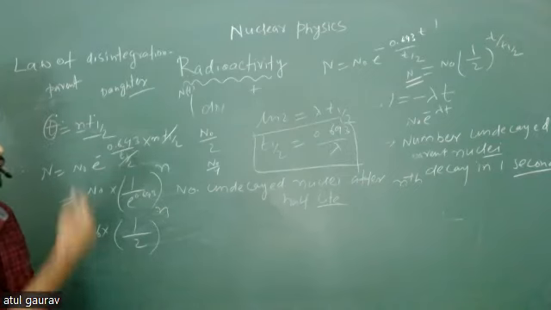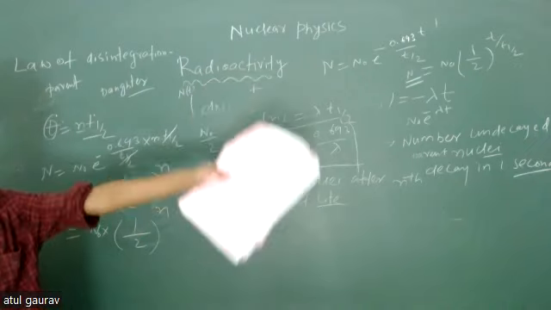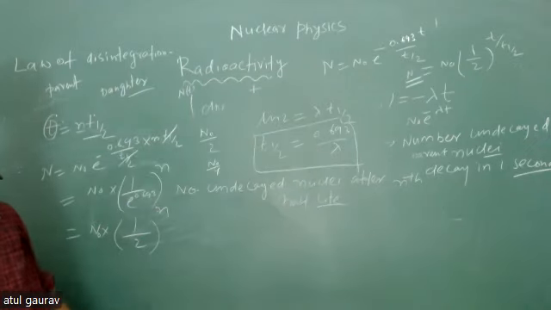So suppose this time is not an integer multiple of half lifetime. Simply you can substitute the time. If you know half lifetime, you can easily calculate. Is it clear?